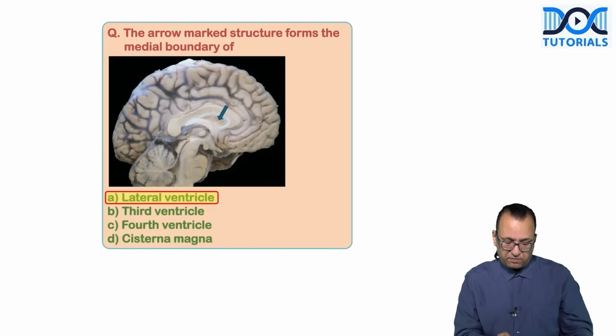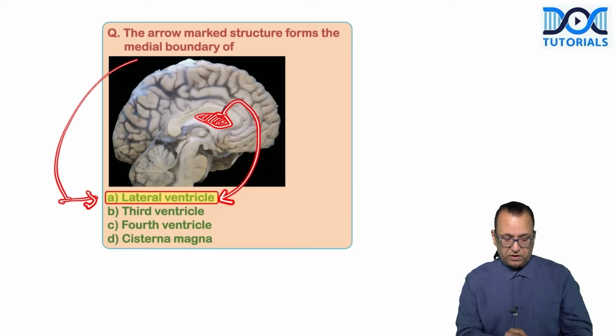Here, since they are marking this particular area, the septum pellucidum, we keep our answer as lateral ventricle. It is the medial wall of the lateral ventricle. Choice number A should remain the answer.